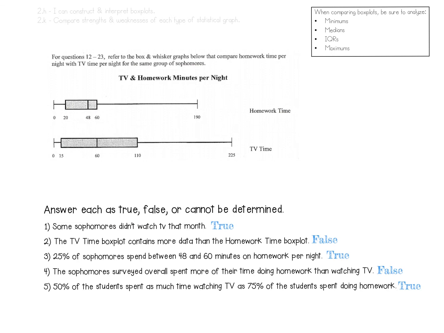And that one is kind of getting at that idea of comparing box plots. And I want to jump down to 5 and then come back to 4. So when I look at 5, 50% of the students spent as much time watching TV as 75% of the students spent doing homework. So watching TV, 50% of my students. So from 0 to 60, and I noticed that 60 was a 5-number summary for both of them.